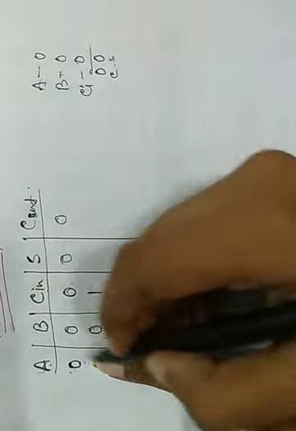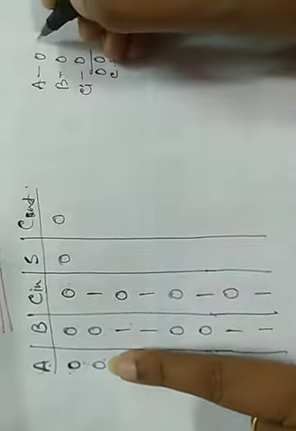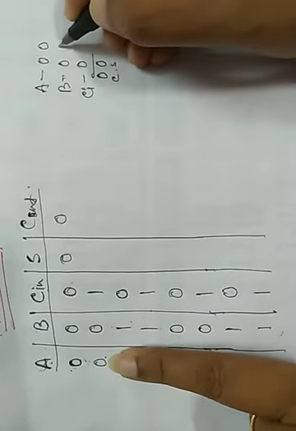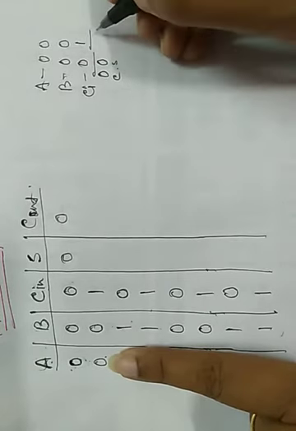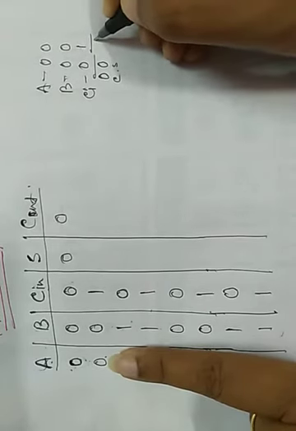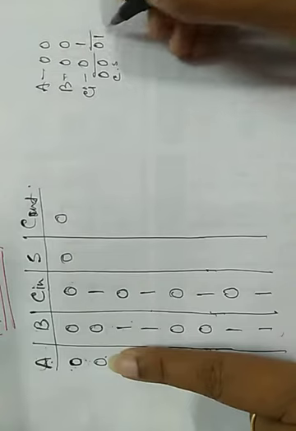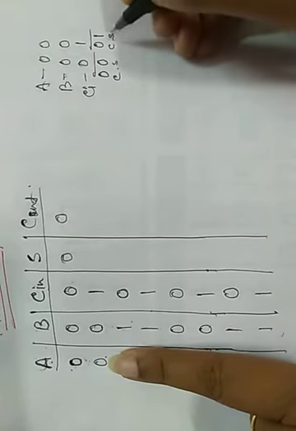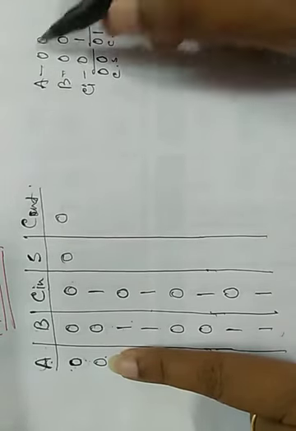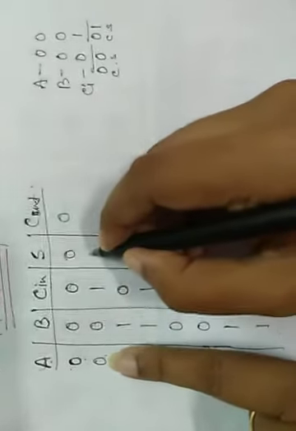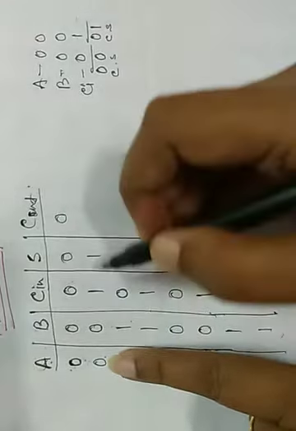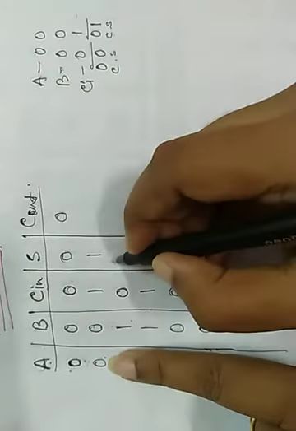Clear? In the second case, 0, 0, 1. That means A is 0, B is 0, C in is 1. Add it. 0, 0, 1 means, you know, sum is 1, carry is 0. This is for sum, this is for carry. All of you know how to add binary numbers. So here sum is 1, carry is 0.